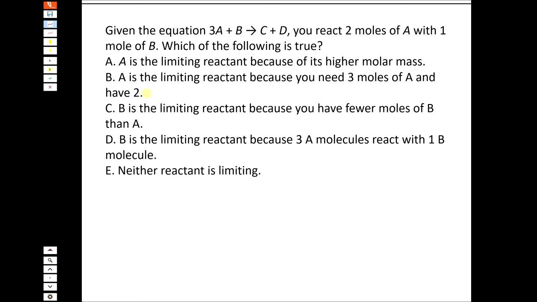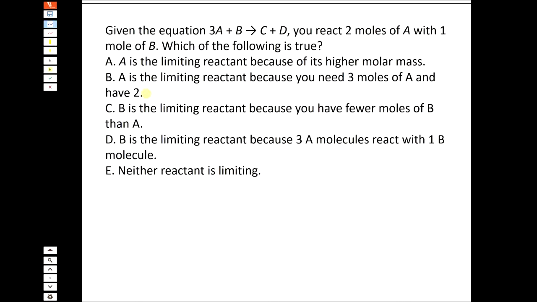And remember, the idea with limiting reactant is when you're mixing together two quantities of substances that are going to react with each other, unless they're in the exact right mole ratio, one of those quantities is going to limit how much product is formed. So the limiting reactant is going to react completely, 100%, to form the product, and the other one is going to have some left over. So the first question here deals with the conceptual basis of limiting reactant, knowing which one is limiting reactant and why, and which one of these is true.